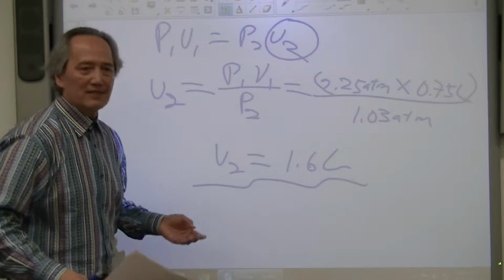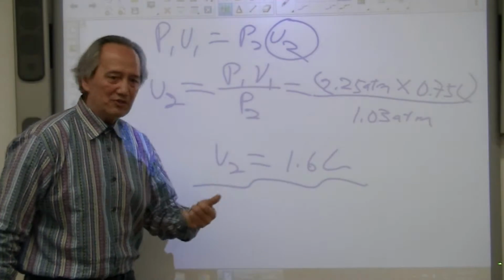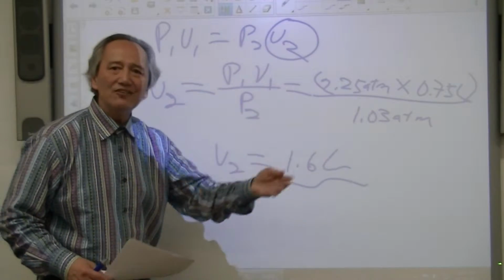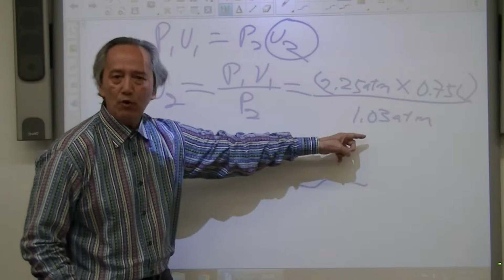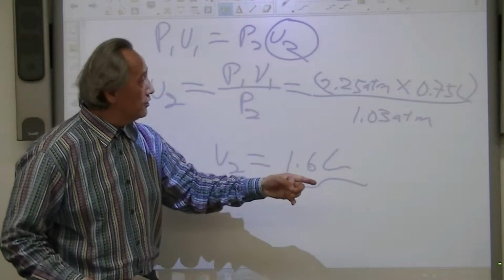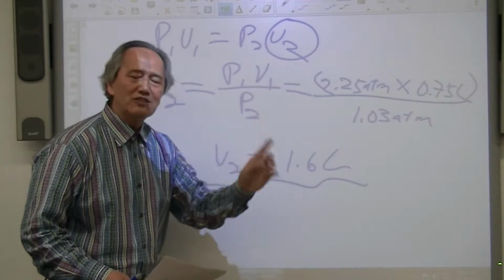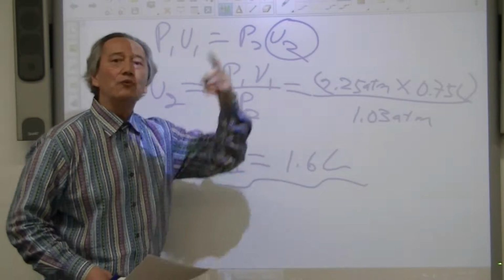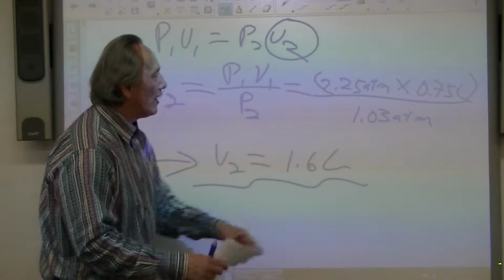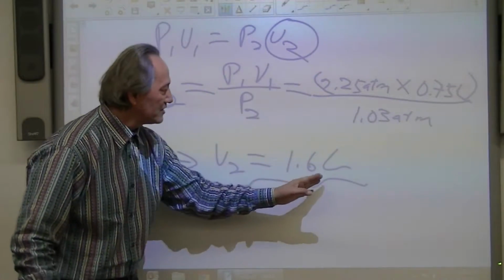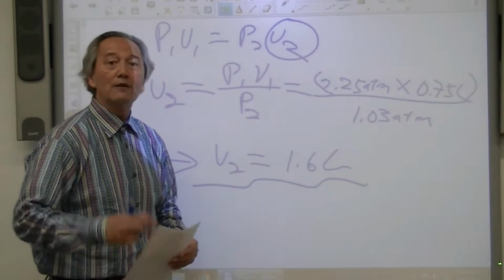Now, let's see if that worked. Boyle's law says temperature is held constant, and that there is an indirect relationship between pressure and volume. Pressure was 2.25 and dropped to 1.03. With the drop in pressure, volume should increase with respect to the original volume. Did volume increase? Yes, it went from 0.75 to 1.67. So that is the relationship between pressure and volume for Boyle's law.